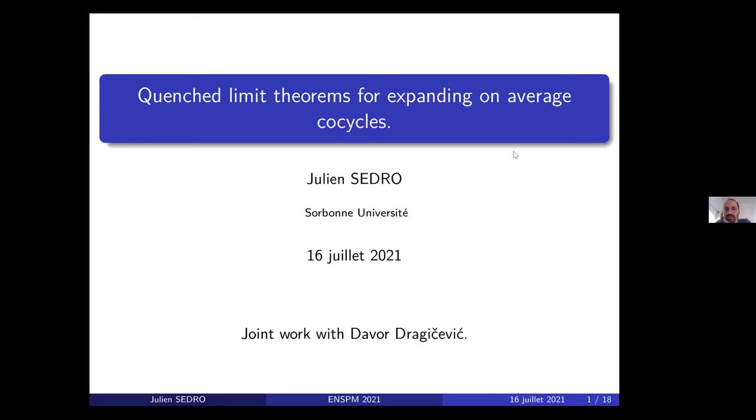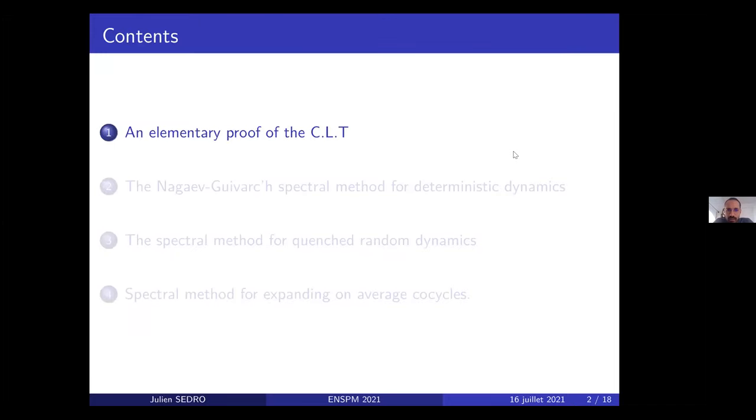As Romain said, I will talk about joint work with Davor Dragicevic from the University of Rijeka in Croatia concerning quenched limit theorems for expanding on average cocycles. My talk will be divided in four parts. I will start by reminding a very elementary proof of the classical central limit theorem. And I will try to explain along the talk how this proof is in fact the very essence of what you need to show limit theorems for a more general type of dynamical systems. Through generalization to more and more general types of systems, first deterministic dynamics, then a class of random dynamical systems, lastly I will talk about what we did with Davor, which is to generalize this approach to very general expanding on average cocycles.